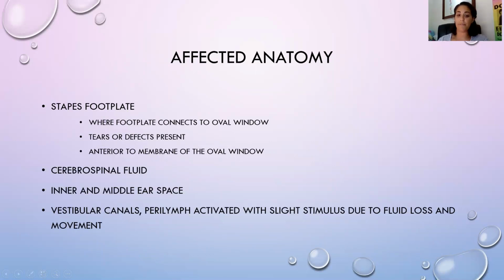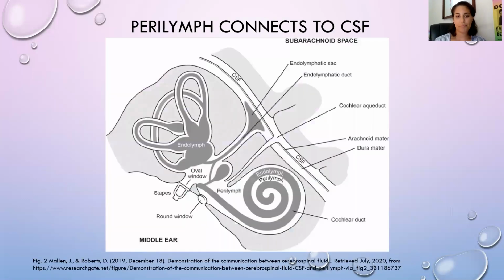When the perilymph is leaking out of this system, I'll explain how it's reacting with the cerebrospinal fluid, and it's causing some issues in your vestibular canals because it's activating your balance without necessarily needing to. So different pressure changes will cause you more dizziness and spinning where it shouldn't.